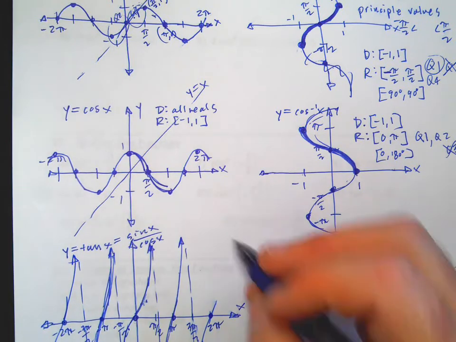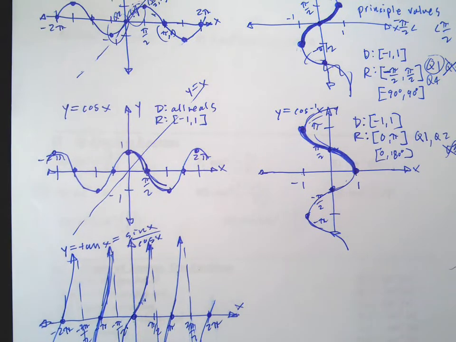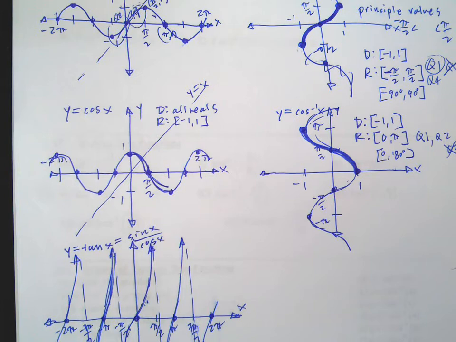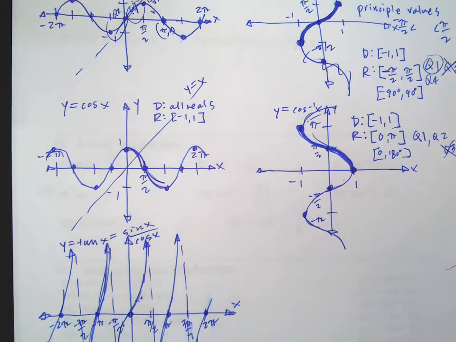So then the domain is all reals except for where those vertical asymptotes are. So except for odd multiples of pi over 2 is one way. So everything except for those vertical asymptotes, the range is negative infinity, positive infinity. It goes up and down forever. So that's for tangent.